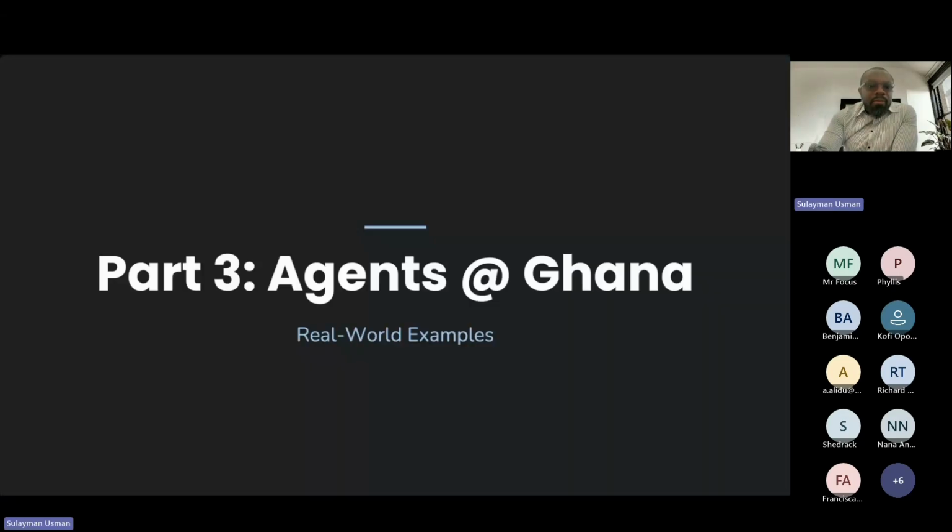Now let's look at a few examples in Ghana where we can implement AI agents. After that, I will try to share one or two, depending on whether time permits, and then we can see some of the applications that we can use AI agents for.